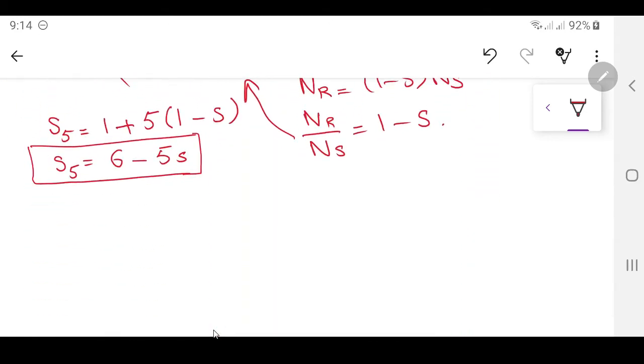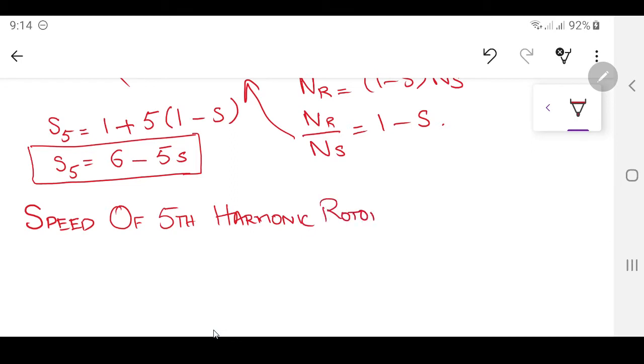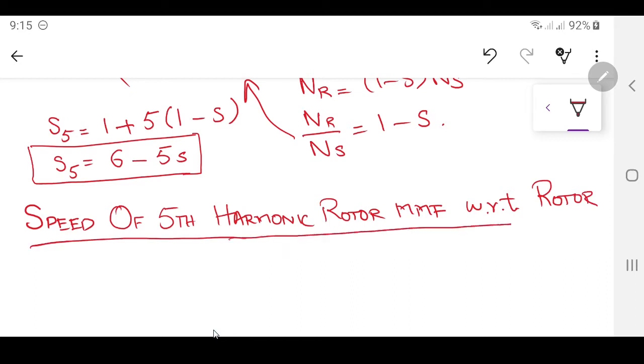Now the next thing which we have to do is the speed of the fifth harmonic rotor MMF. Now I have gone towards the rotor. Please see this very importantly, with respect to the rotor. What I am doing, the stator's distributed winding produced this fifth harmonic. Now this fifth harmonic has gone inside the rotor and it is now producing an MMF over there.